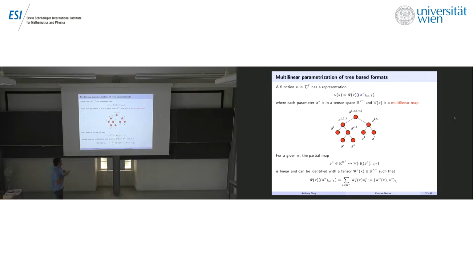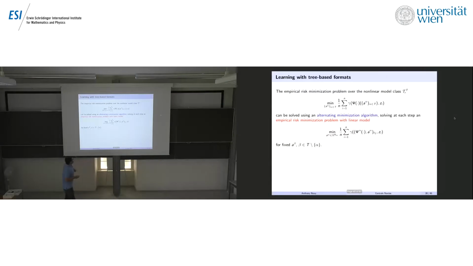Okay? And because this map is multilinear, linear in each of the alpha, then the partial maps that you see here that associate to A alpha the value of V of X is linear, okay? I will write this partial map in this way. Because A alpha is a tensor, you can identify this linear map here with the inner product of A alpha with a tensor, C alpha of X.